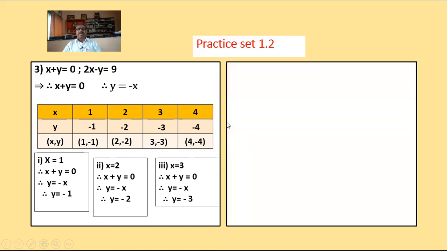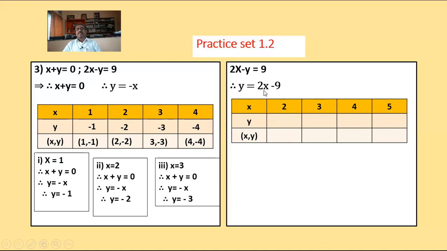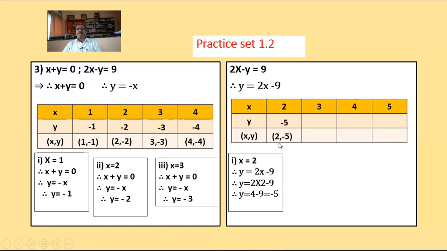Similarly, to determine the coordinates for equation 2x minus y is equal to 9. Here minus y goes to the RHS and 9 goes to the LHS, therefore y is equal to 2x minus 9. We consider the value of x, then we get the value of y. Here first x is equal to 2, therefore y is equal to 2 into 2 minus 9, 4 minus 9 is equal to minus 5. Therefore y is equal to minus 5 and the coordinate point is (2, -5).